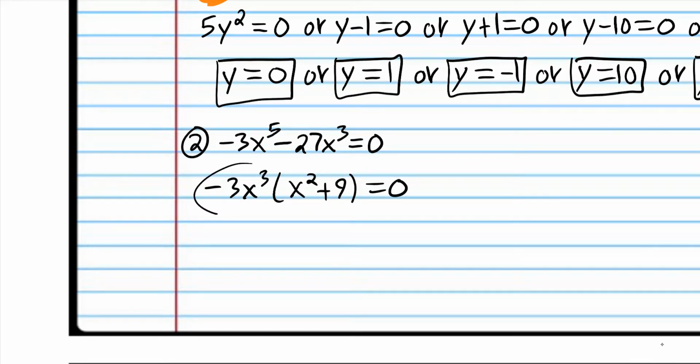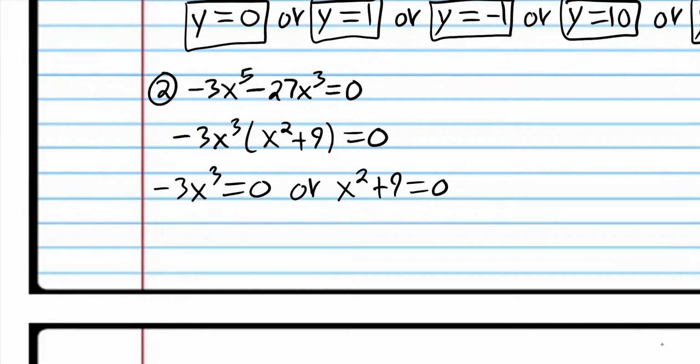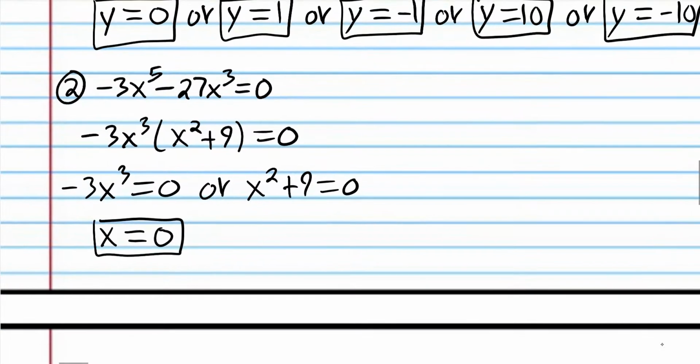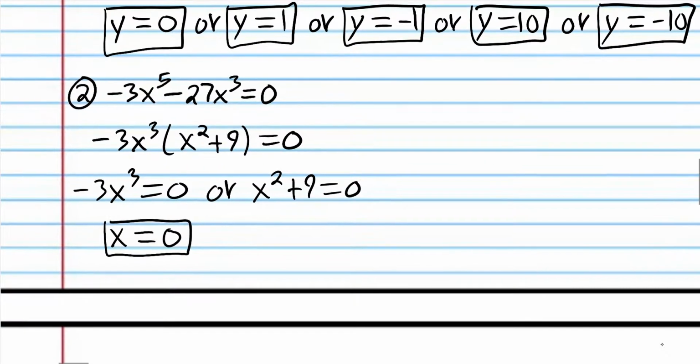Now, again, we have an expression here multiplied into an expression here. So that means that if negative 3x cubed is 0, that'll make the equation work. And if x squared plus 9 is 0, that'll make the equation work. So over here we can see what the solution is going to be. We could divide both sides by -3 and cube root both sides, but that's not really necessary. The only value that's going to make that equation work is 0.